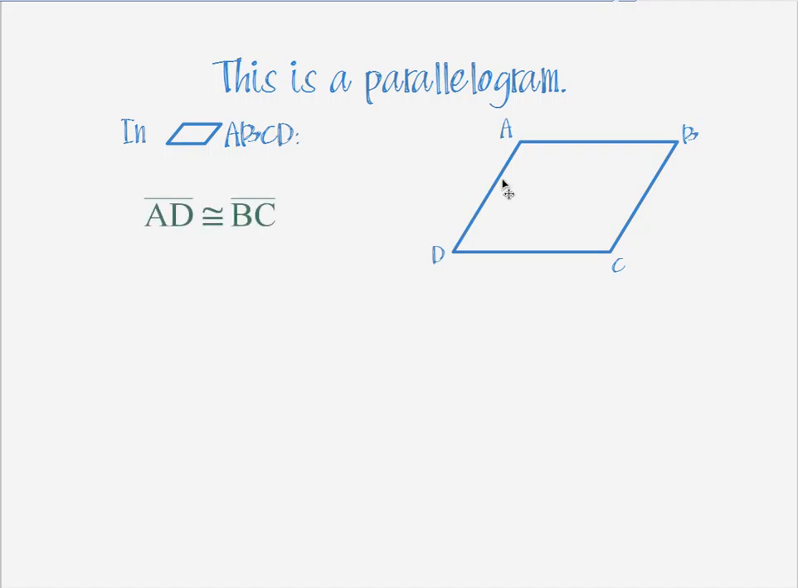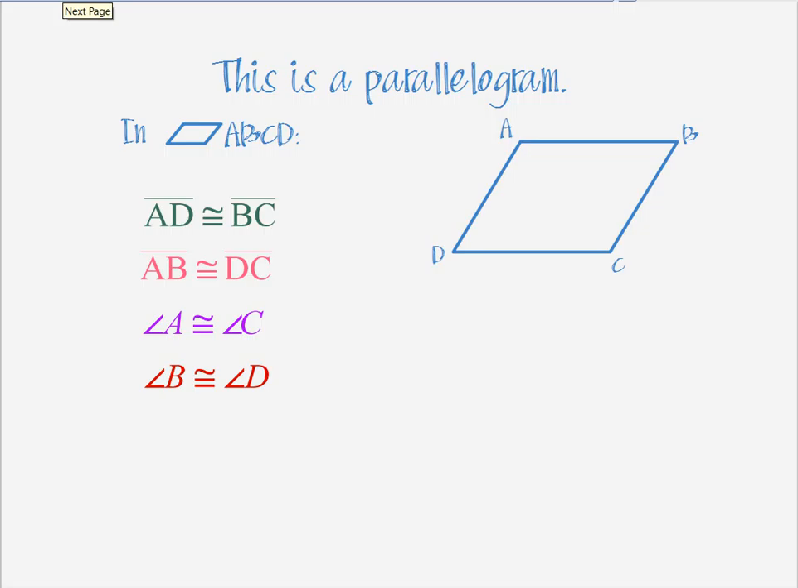So if this is absolutely a parallelogram, no questions asked, then AD is going to be congruent to BC. Those are opposite sides. And AB is going to be congruent to DC. I can't only check one pair of sides to see if they're congruent. I have to check both. Angles A and C are going to be congruent to one another, as well as angles B and D. So opposite angles are going to be congruent.